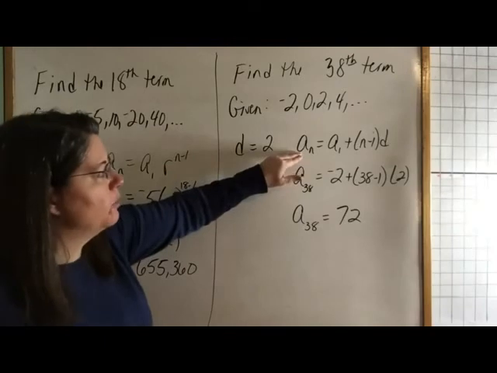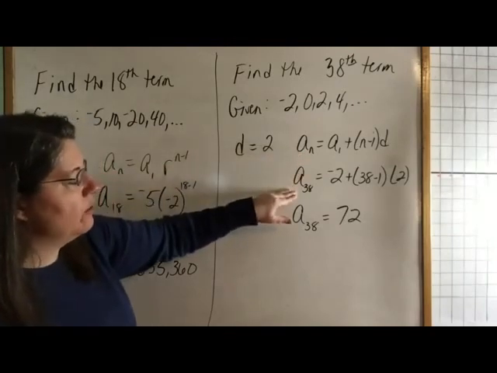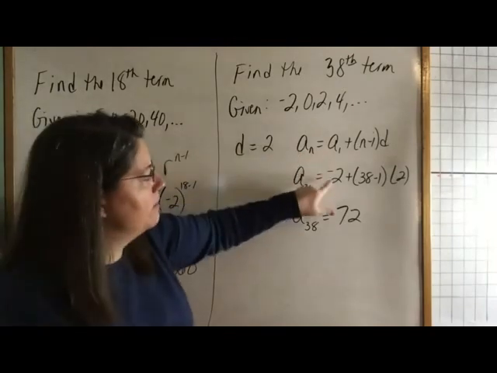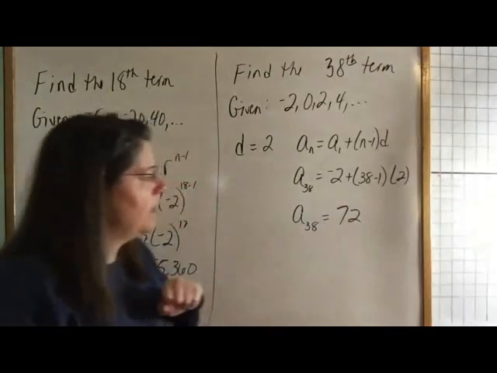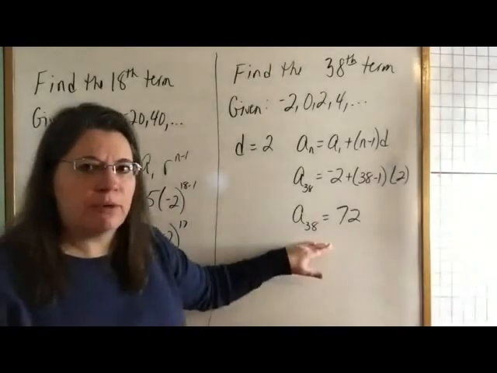I used the arithmetic formula. I'm looking for a sub 38, or the 38th term. A sub 1 is negative 2. N is 38, I got minus 1, and then times d, our 2 value, and that gives us the 38th term to be 72.